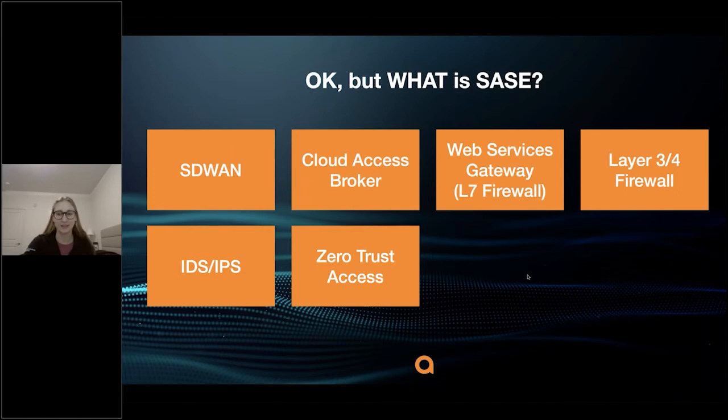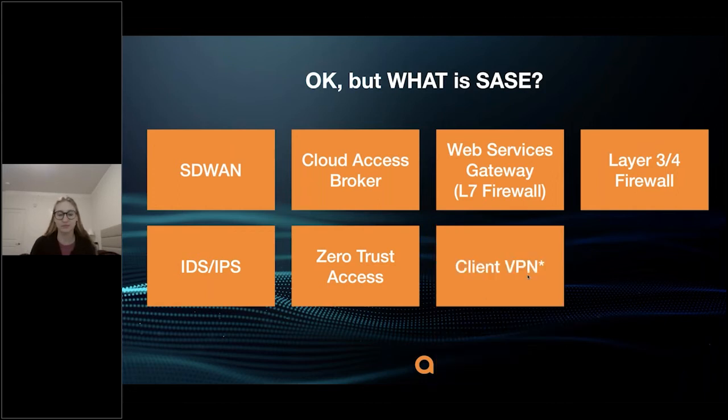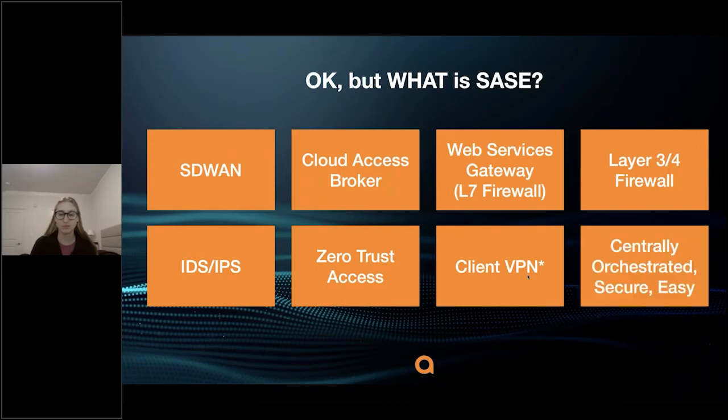And then zero trust access, so remote access: how our users are going to be able to access the different applications, and how they're going to be able to come to the network. There may be a VPN tied into this, and then being able to orchestrate all of that and tie it together securely and easily. So that's the architecture that defines SASE, those different components.